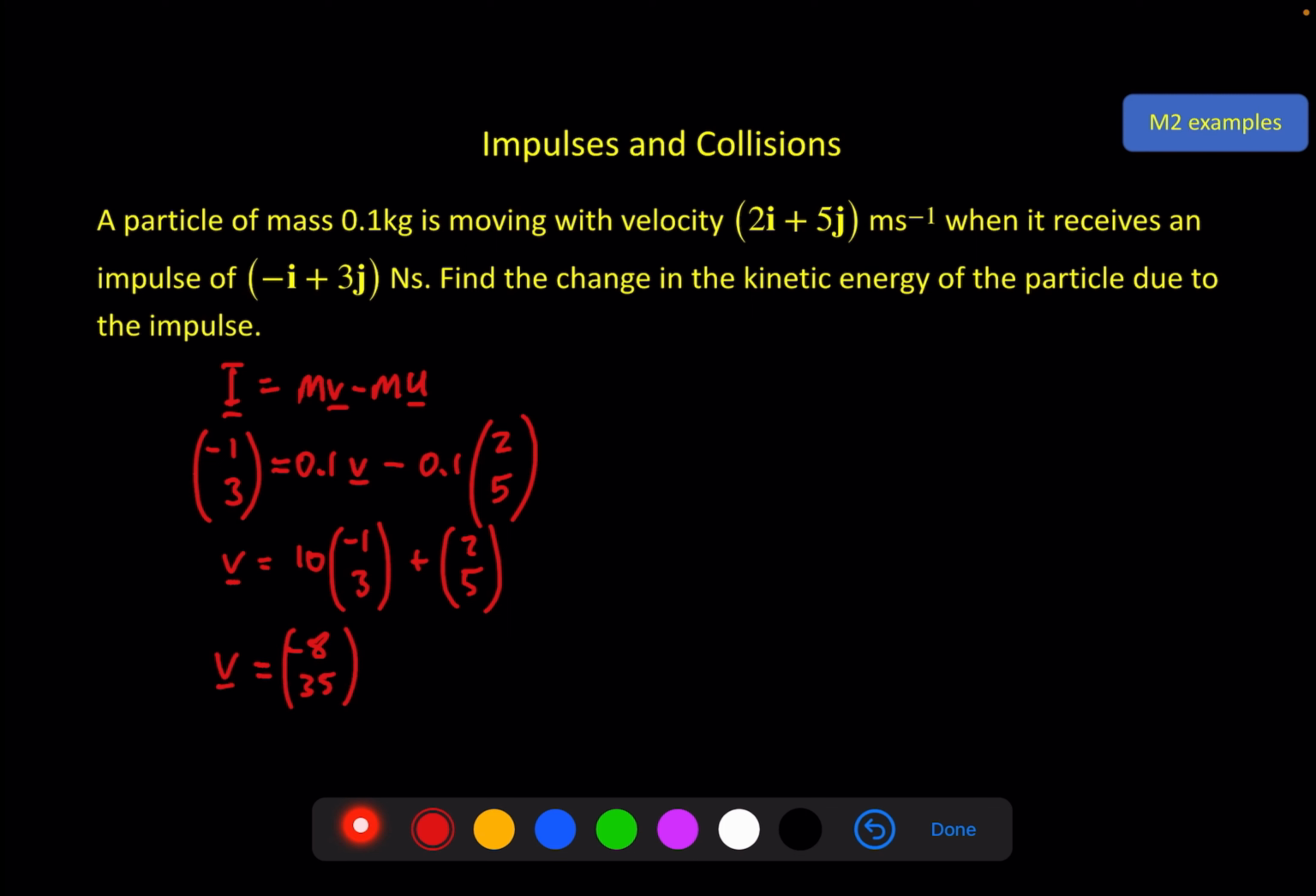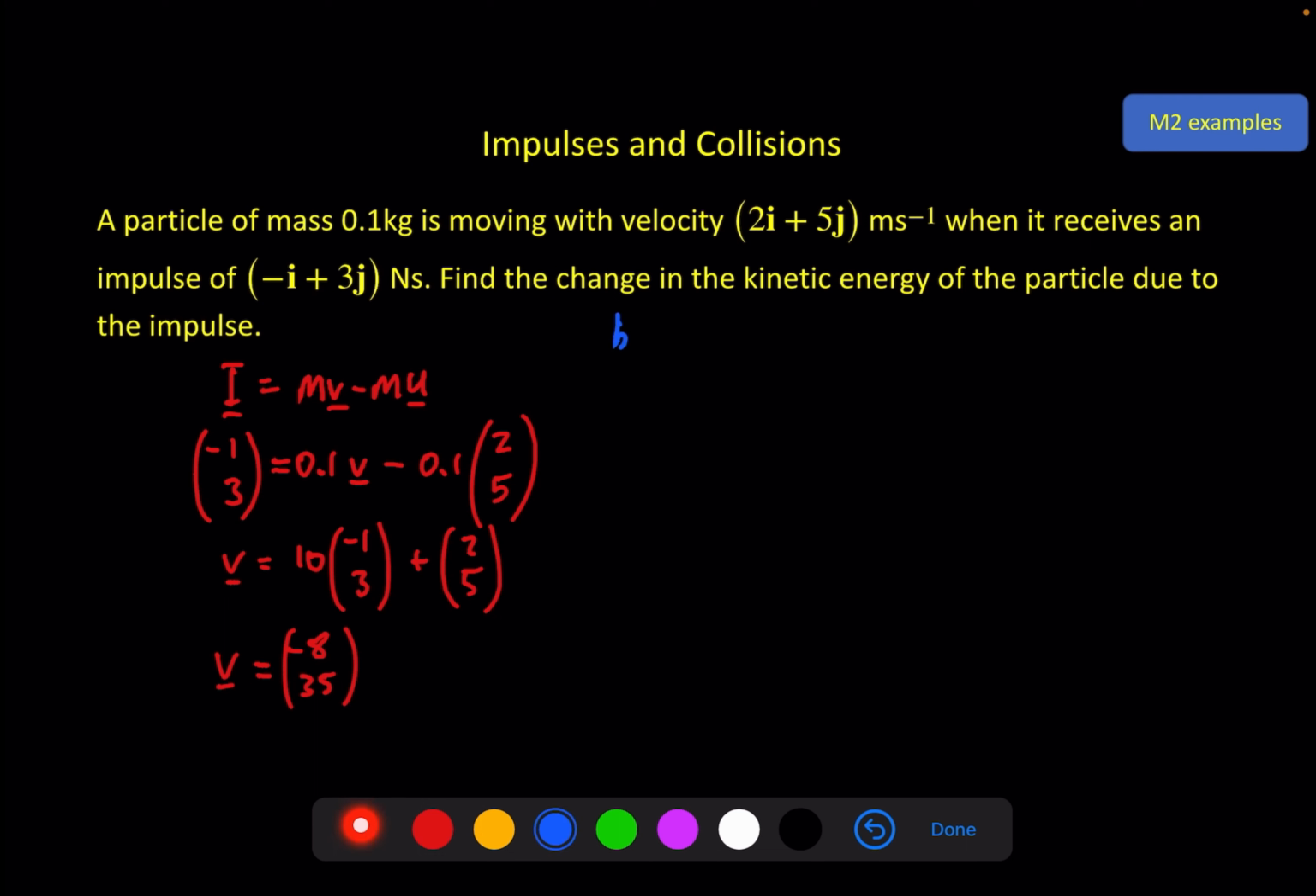I've gone right into that without really explaining why I've done that. We need to find the change in kinetic energy, and for kinetic energy we need to know the speed of the particle before and after the impulse. For the speed before the impulse, we already know how to calculate that from here, but to calculate the speed after the impulse we needed to find the velocity after the impulse. Now I need to calculate the speed so I can find the kinetic energy.